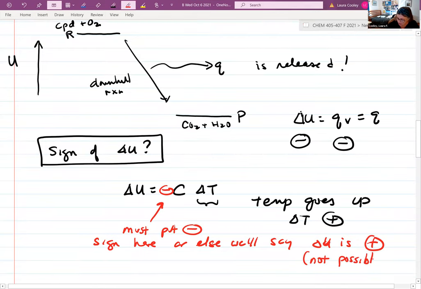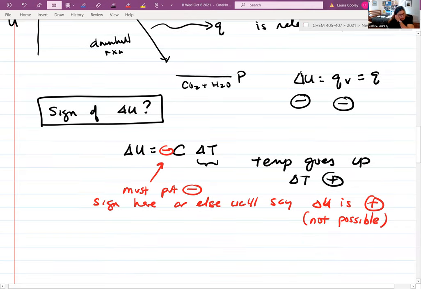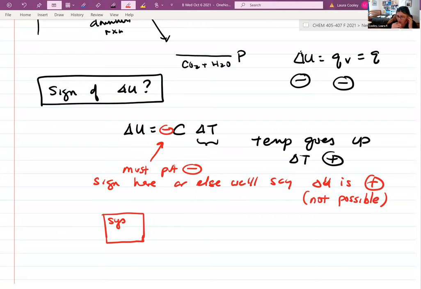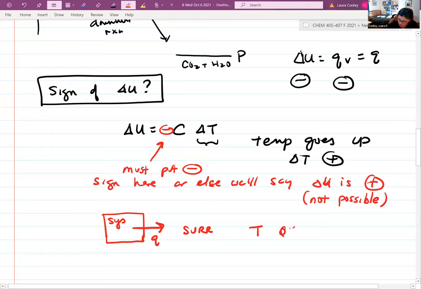But I hope that you're not satisfied with "put it there because it has to be there." So what's really going on here is you have a system. The system is just the burning chemicals, the reactants and the products, and there's no way that you can measure the temperature of that. You have to measure the temperature in the surroundings. So the heat is passed into the surroundings, and the temperature of the surroundings goes up.